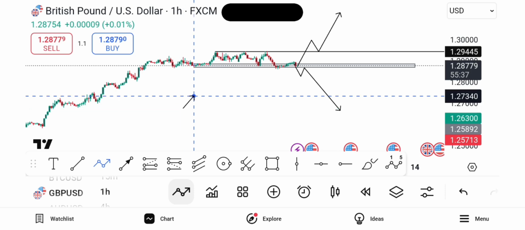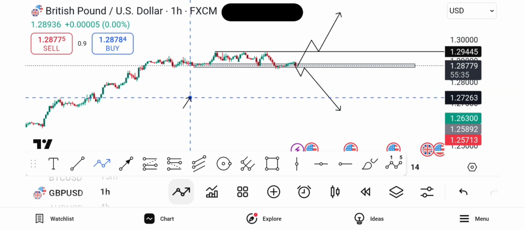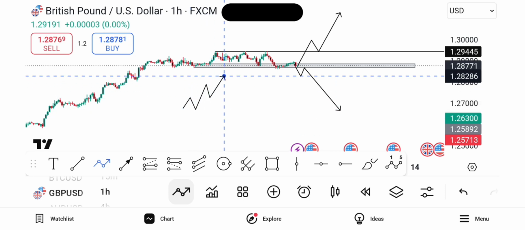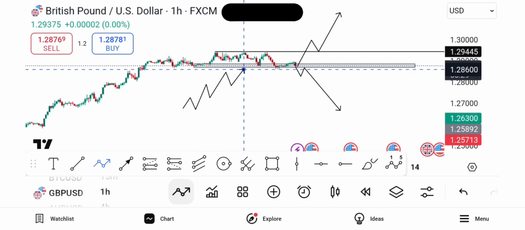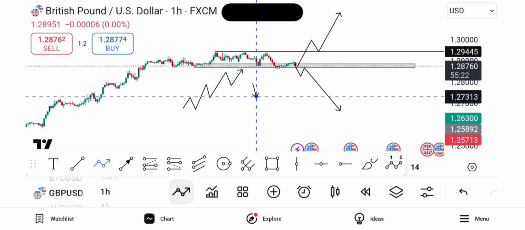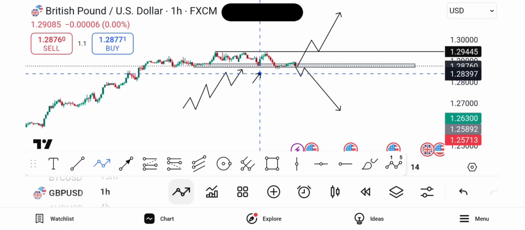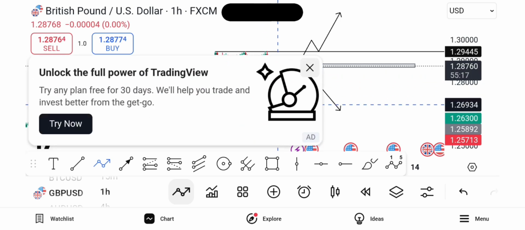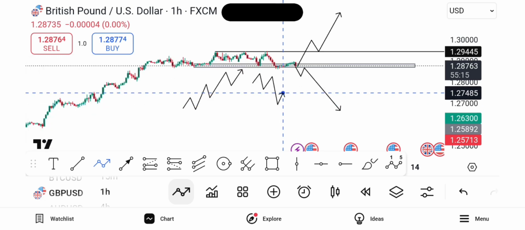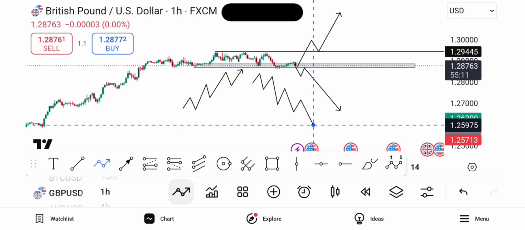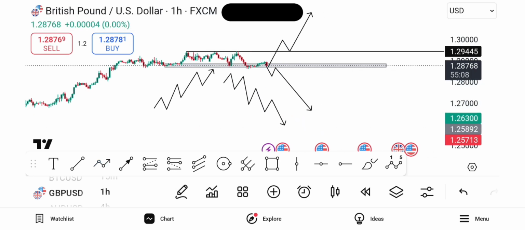So the market moves forming higher highs and higher lows, like this. And then the market forms lower lows and lower highs, like that. So you have to know that, right?